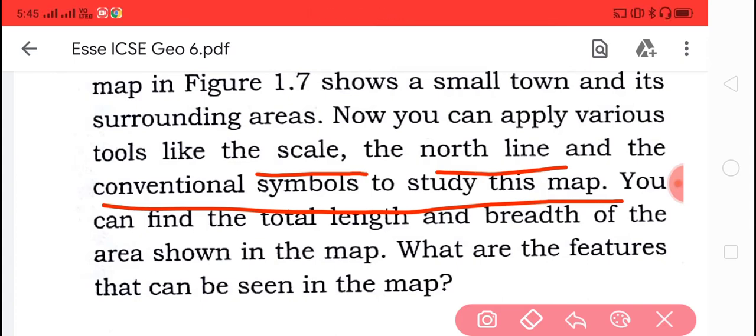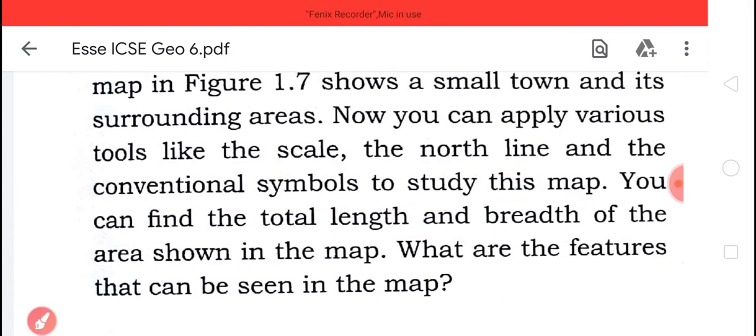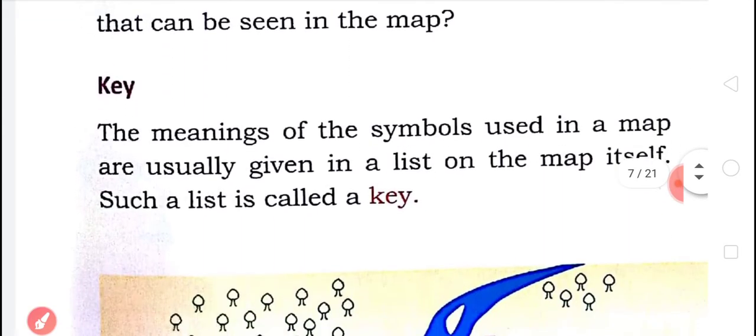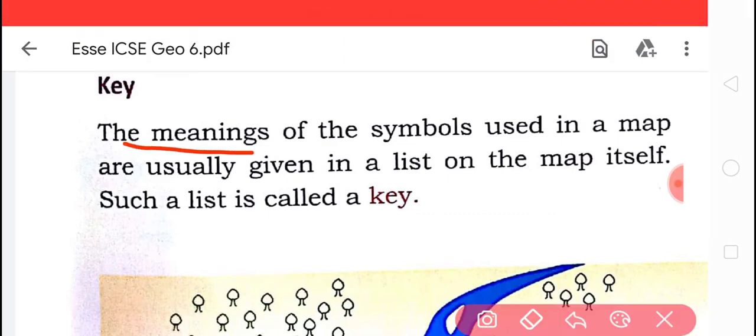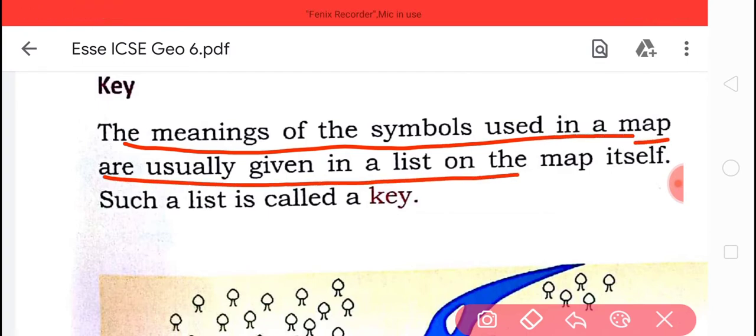What are the features that can be seen in the map? That is the key. What is a key? It is the meaning of the symbols used in a map, given as a list on the map itself. The meaning of symbols used in a map, given as a list on the map itself, is called a key. You will find the key on one side of the map, where the symbols used and their actual meanings are written in front of them. That is called a key.